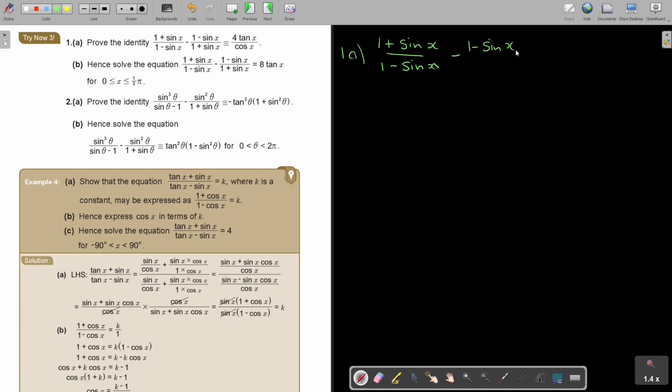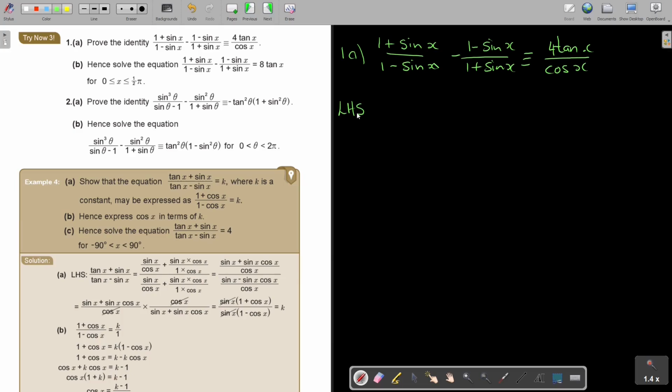Okay. And then that's identical to 4 tan x over cos x. Okay, so let's start with the left-hand side.